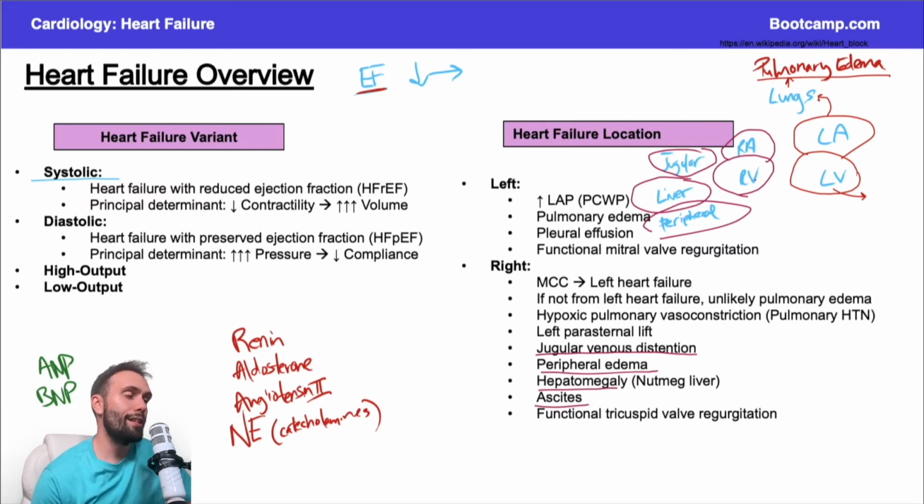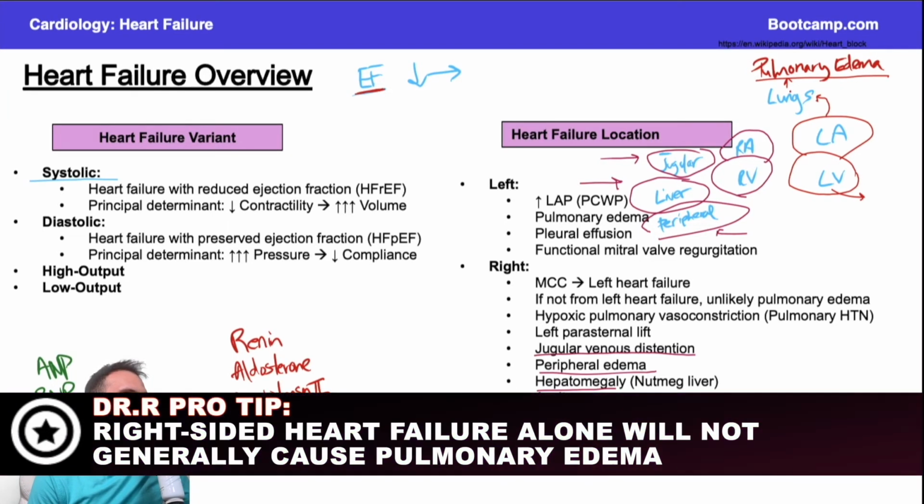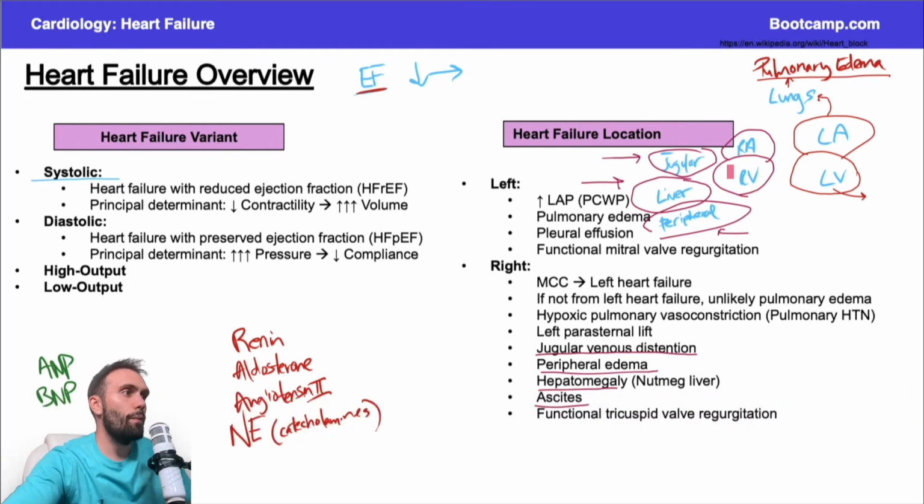So the point here is that this right-sided heart failure can cause jugular venous distension. It can cause hepatomegaly. It can cause peripheral edema. And we know that the left-sided heart failure can cause pulmonary edema. But right-sided heart failure in and of itself should not cause pulmonary edema. That's particularly high yield because, look, the right ventricle is proximal to the lungs. So if this blood backs up, it's not backing up in the lungs. It's backing up proximal to that, right? Proximal on the venous side.